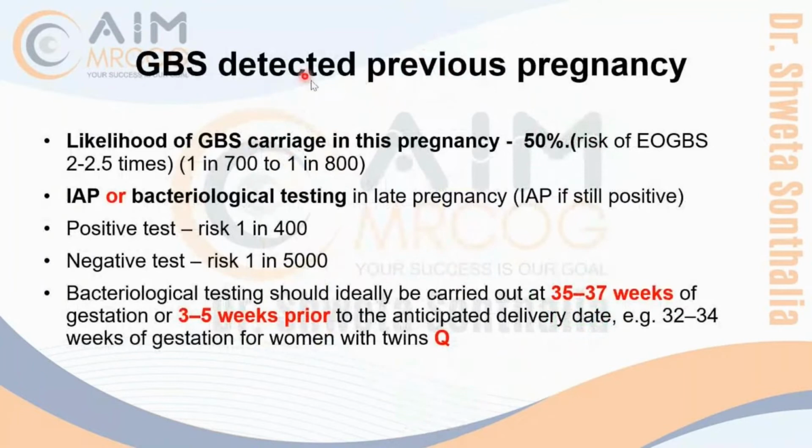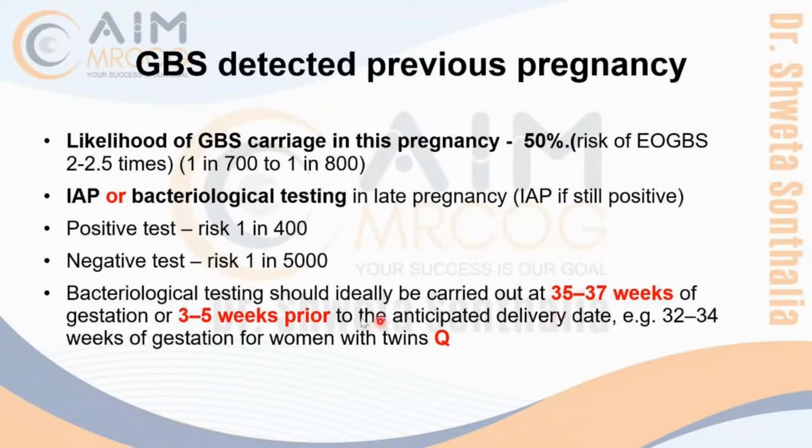So if GBS was detected in a previous pregnancy, as I told you, the likelihood of having it in this pregnancy is 50%. So either you will directly offer the prophylaxis or she can choose the testing. Testing, you all know that you are doing at 35 to 37 weeks. So it is 3 to 5 weeks prior to the anticipated delivery date, because delivery will be from 40 to 42 weeks. So they are choosing 35 to 37 weeks, 3 to 5 weeks prior, right?